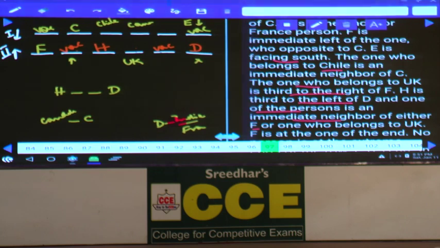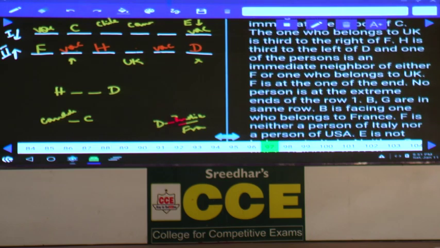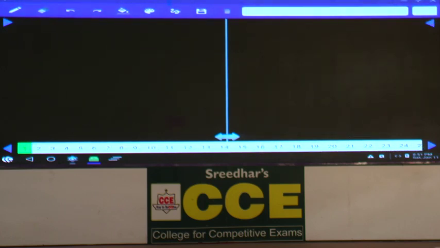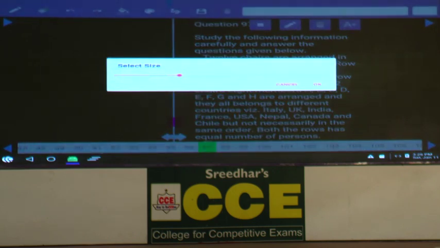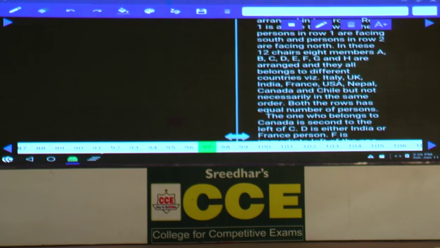The one who belongs to UK is to the right of F. H is to the left of D, and one of the persons is an immediate neighbor of either F or the one who belongs to UK. F or the one who belongs to UK. F is at one of the ends. Where is F? F is at one of the ends of the row. Yes.